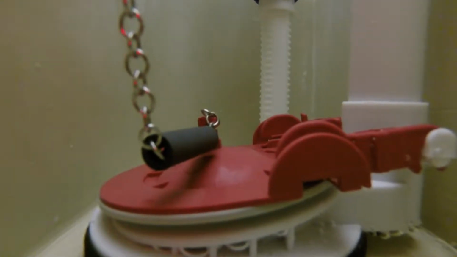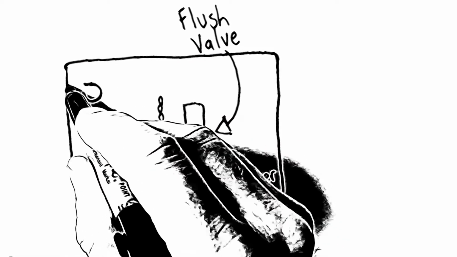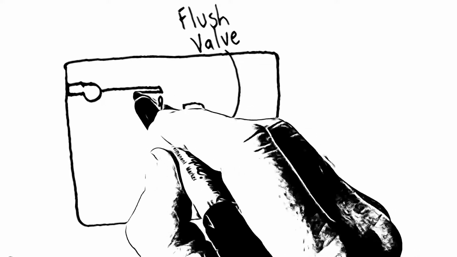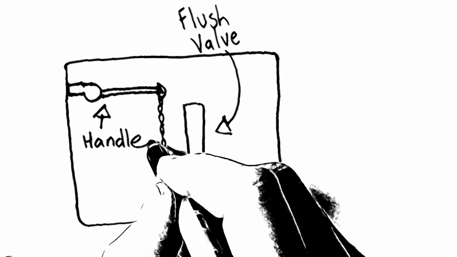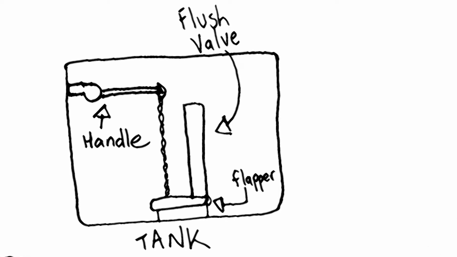The opening and closing of the flapper on the flush valve is what actually creates the flush of the toilet. Finally, we have the handle, which may come in a variety of shapes and sizes, but which has the simple purpose of lifting the chain of the flapper to initiate the flush of the flush valve.